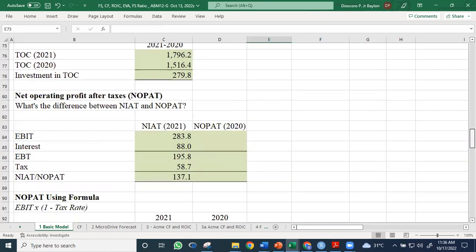All right, so we know NIAT, net income after tax. We have done that before.